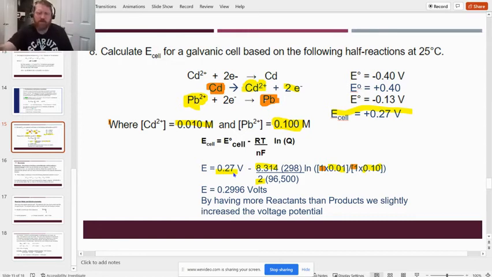A tenfold increase difference in molarity caused a 10% increase. That means you can't really get a huge change in voltage. And as the reaction runs, you're going to lose lead, so your voltage is going to slowly drop. You're going to gain cadmium, so your voltage is going to slowly drop.